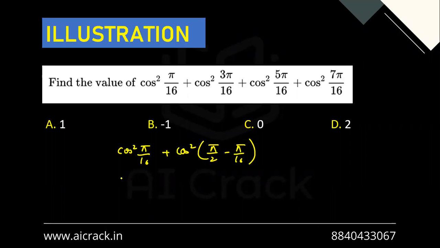So I can see that this is nothing but cos square pi by 16 plus sine square pi by 16. And we all know that this is a standard identity, which is nothing but 1. So one pairing is this and one pairing is this. So 1 plus 1, that is 2. D is the correct option.